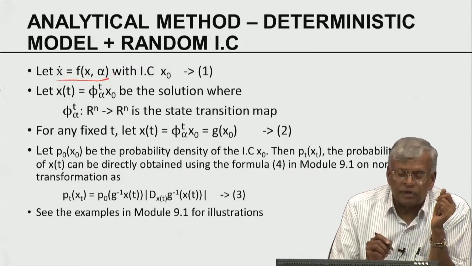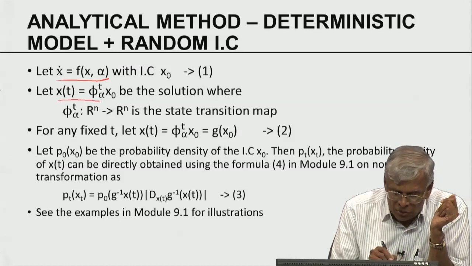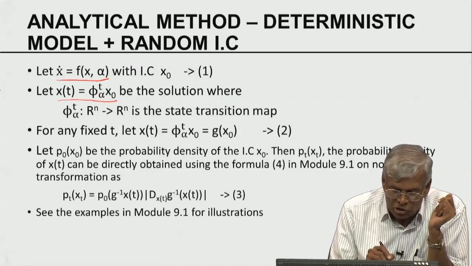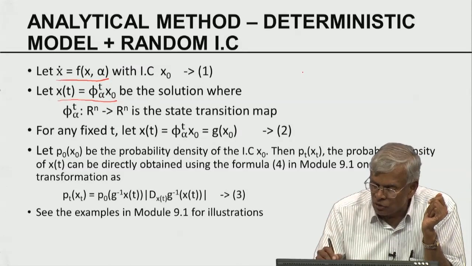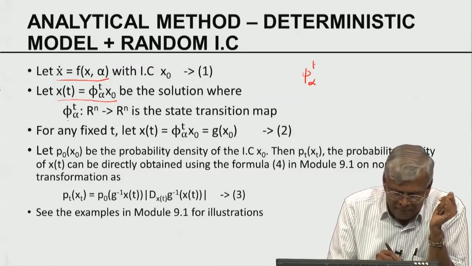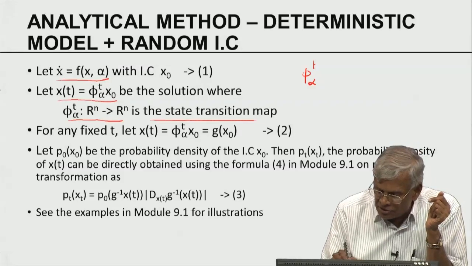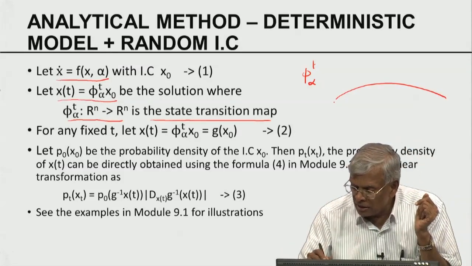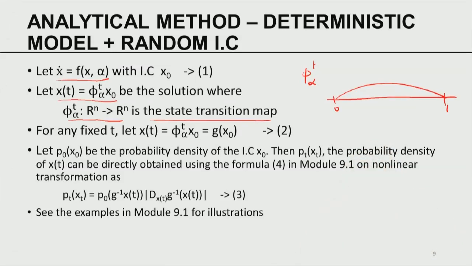If this is the differential equation, dynamical system theory tells you the solution at time t can be described in principle by a map. The map is phi t of alpha. So phi alpha t is the map. The map maps R^n to R^n. This map is called the state transition map. This map tries to relate the initial condition at t equal to 0 to the solution at t. So it relates x naught to x of t. Relating x of t directly to x naught is done by the use of a map. For a fixed t, the solution x of t is simply a function of x naught. So phi t of alpha of x naught can be relabeled as g of x naught.